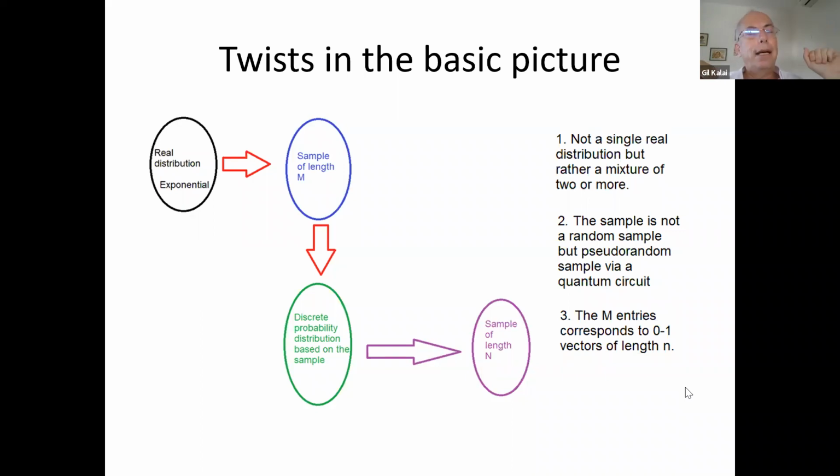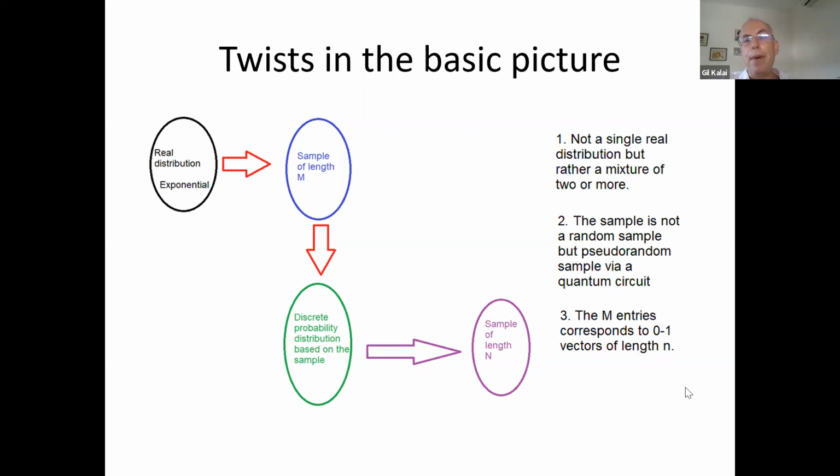The second caveat is that the sample is not truly a random sample. If it was a truly random sample, there would be no difficulty simulating it. But rather, it's a pseudo-random sample, where the pseudo-randomness is described via the quantum circuit. And the whole point is that an ordinary computer cannot imitate this pseudo-random sample.